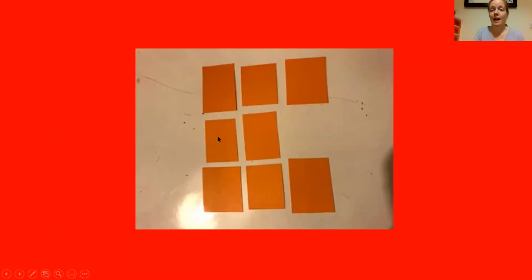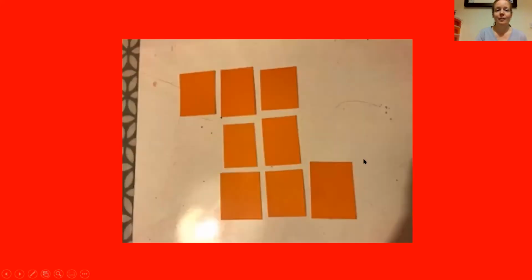This one, anybody notice anything about this one? You could notice that it's 3 and 3 and 2, or you could see that there's 6 there and 1 there and 1 there. We're all going to notice different things. So there's no right answers here. No wrong answers. There's lots of right answers. And we just want to know what you notice. Okay, what about this one?